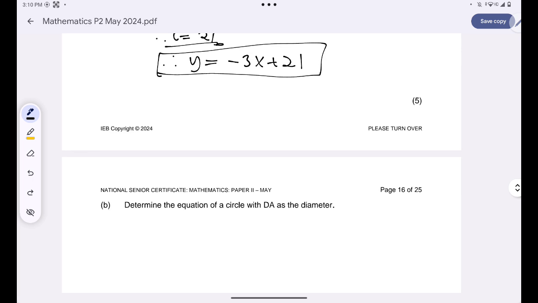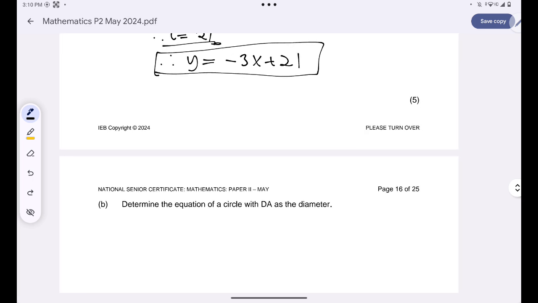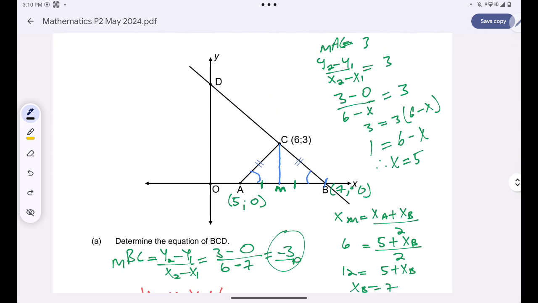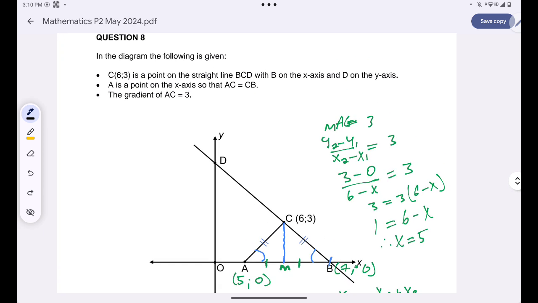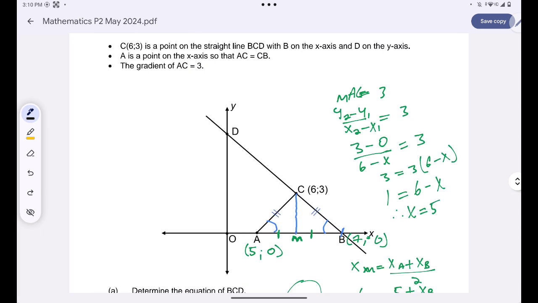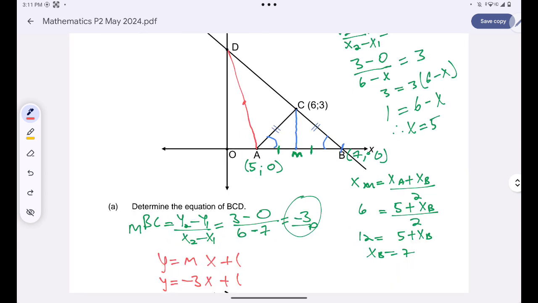Okay, the second question says determine the equation of a circle with DA as the diameter. Let me use a different color. Let's use red. If DA is the diameter of that circle, it simply means that I can find the coordinate of the midpoint of line DA. The coordinate of the midpoint will be the coordinate of the center of the circle, and then I can easily find the length of the radius.